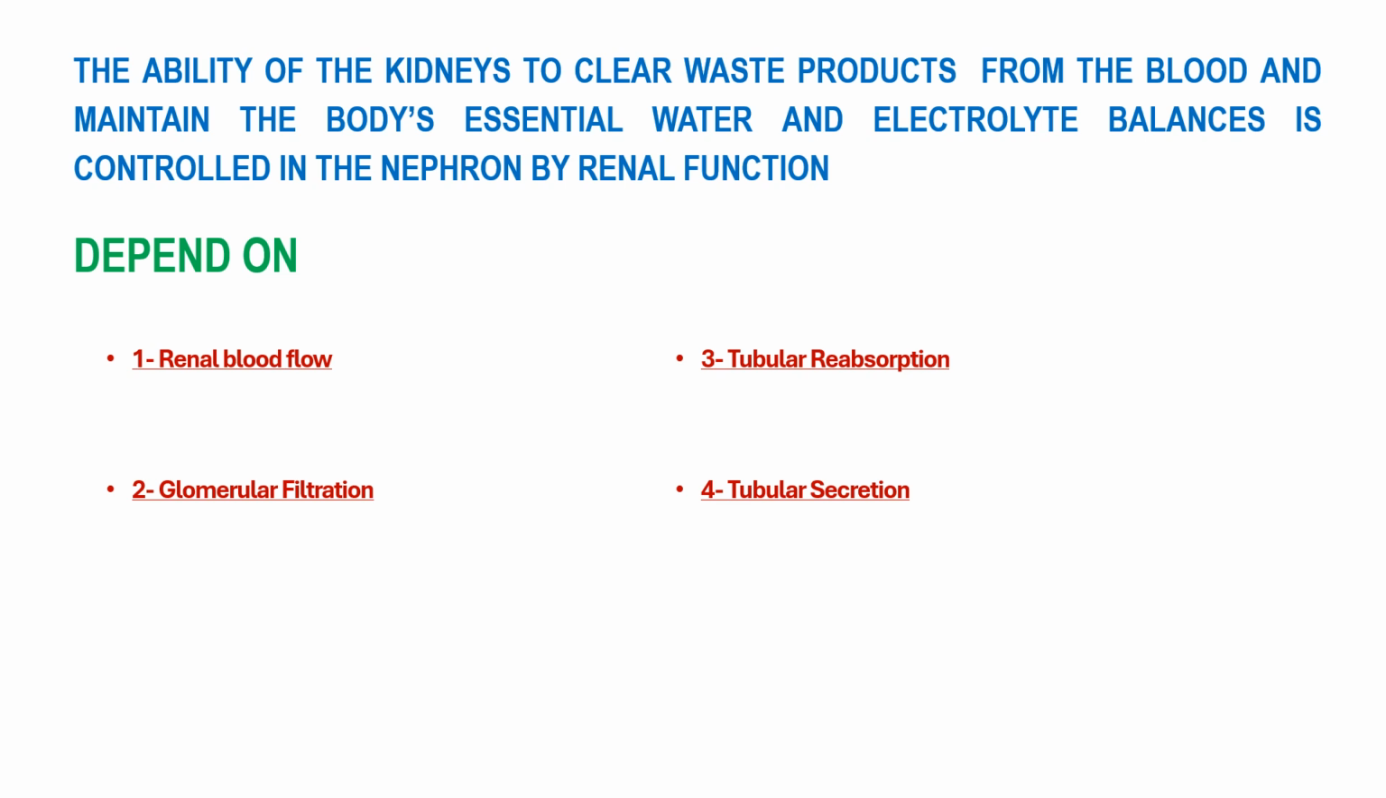In the last lecture, we talked about the ability of the kidney to clear waste products from the blood, and to maintain the body's essential water and electrolyte balance. This is dependent on renal blood flow and tubular reabsorption. In this lecture, we will talk about glomerular filtration and tubular secretion, and how they are controlled in the nephron by renal function.